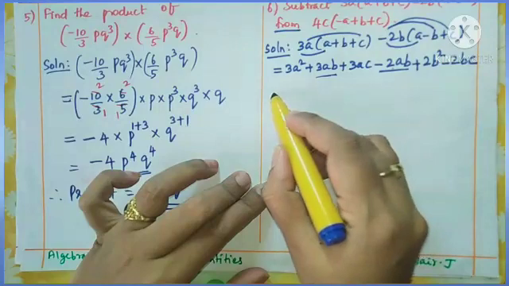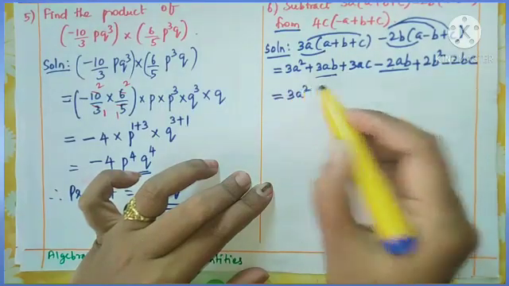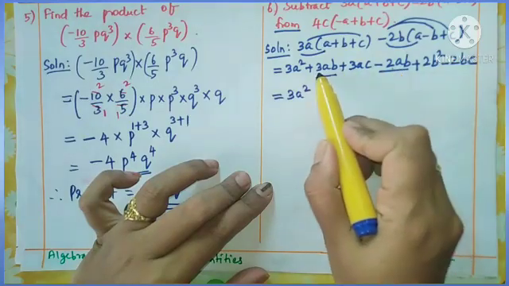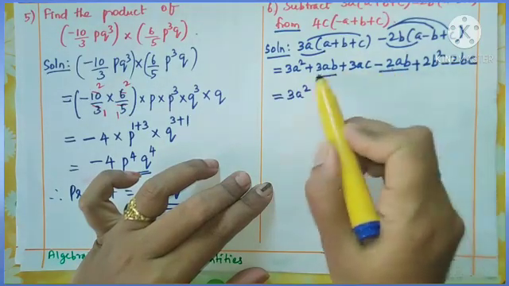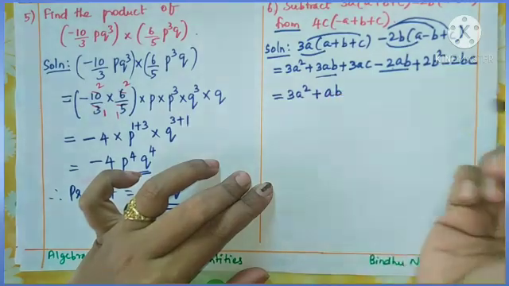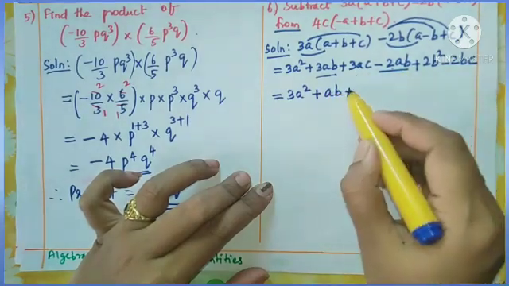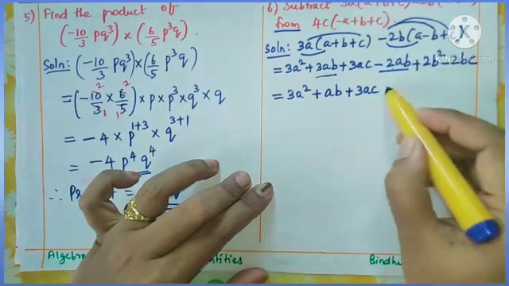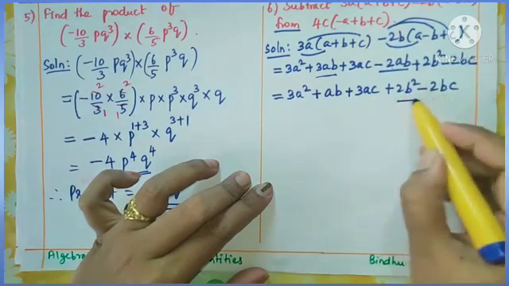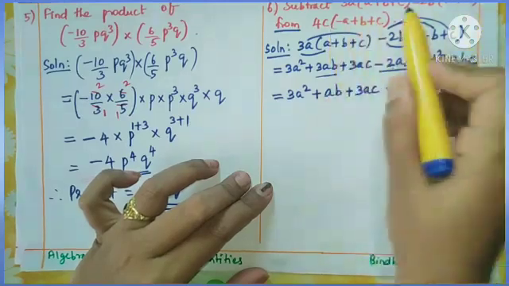So write one more step: 3a square plus 3ab minus 2ab, that is 3 minus 2, 3 minus 2 is 1. So plus 1ab or ab, both are correct. Then write the remaining, plus 3ac, plus 2b square minus 2bc. So we got the simplification of the first expression.